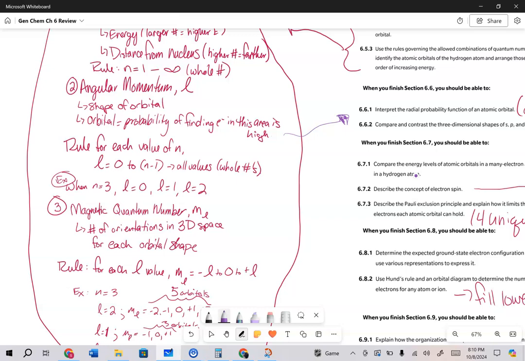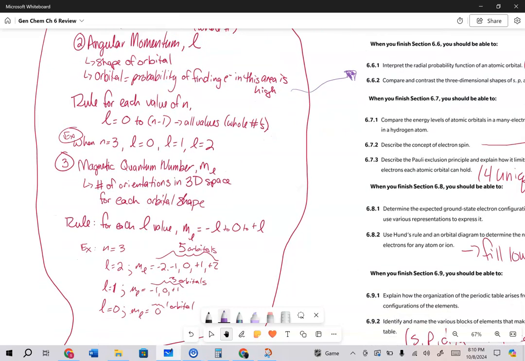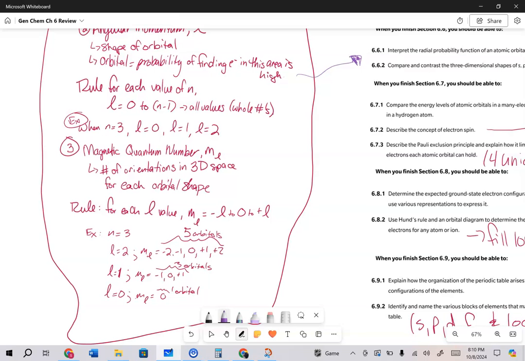And then in the magnetic quantum number, m sub L, we take it a step further and we say that for each L value, there must be a specific number of m sub L values. So the magnetic quantum number aims to describe how many orientations there are in three-dimensional space for each orbital shape.